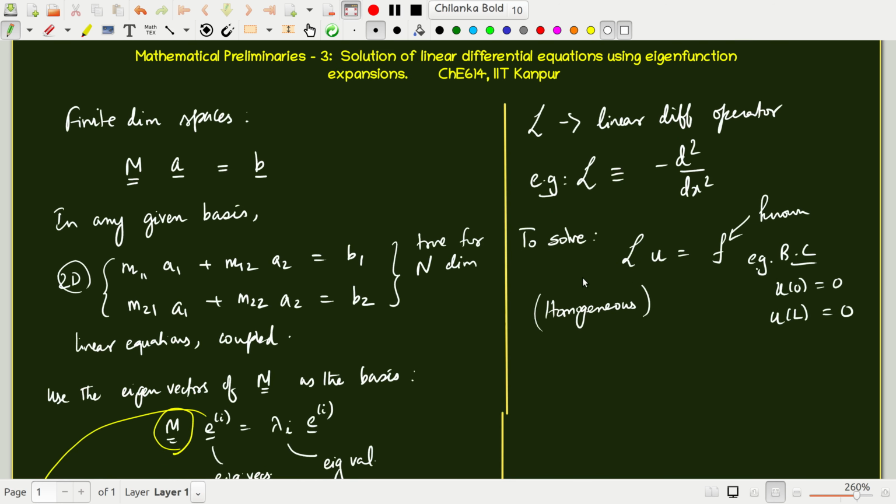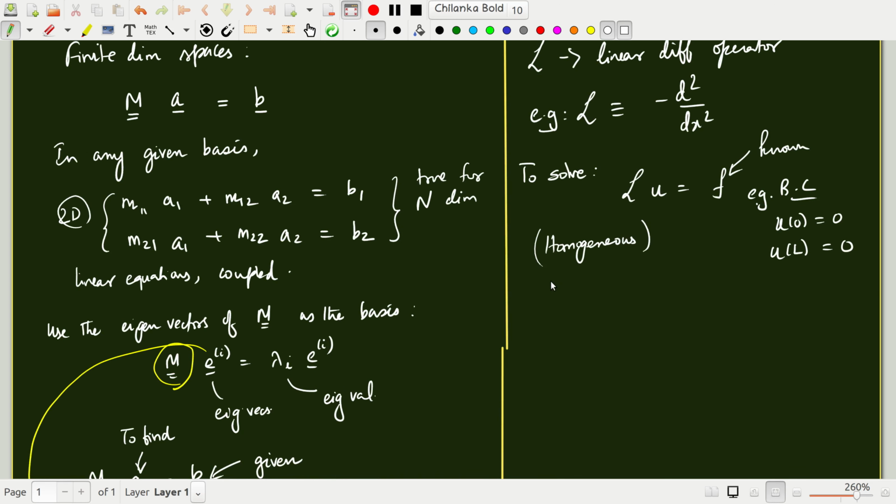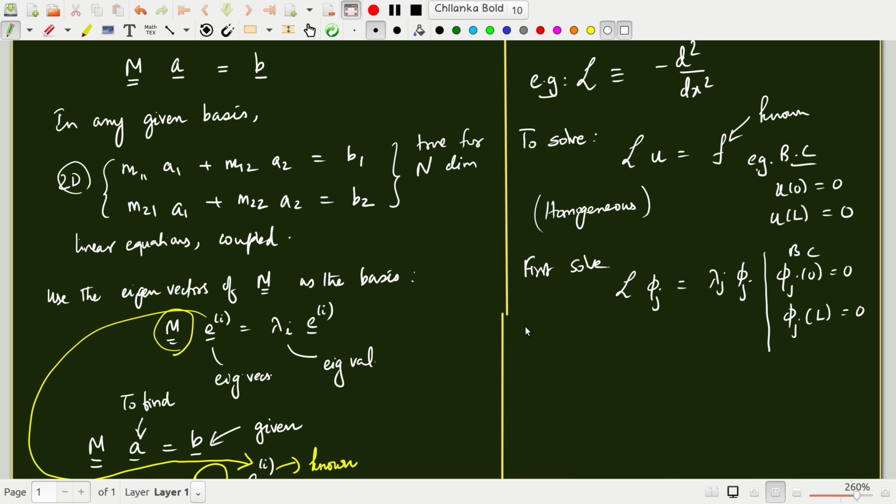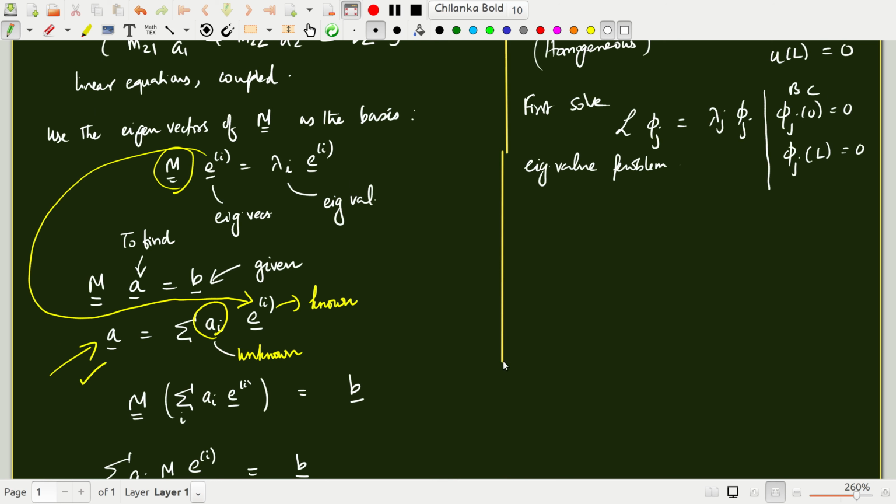Now imagine you want to solve this. In order to solve it, use the method of eigenfunction expansion. First solve L phi j equals lambda j phi j, calling the eigenfunctions phi j, subjected to phi j of 0 is 0 and phi j of L is 0. Now this is the eigenvalue problem for the differential operator.